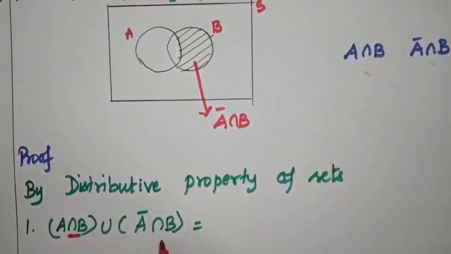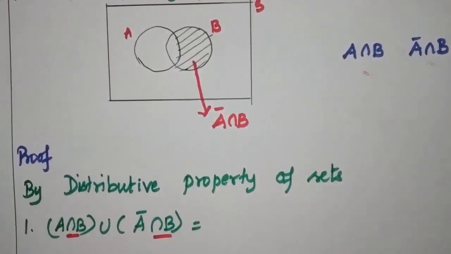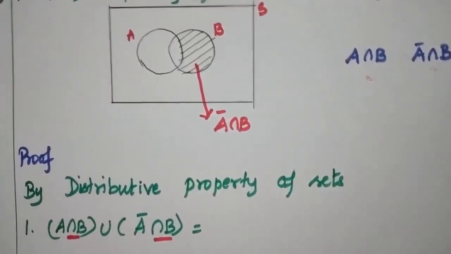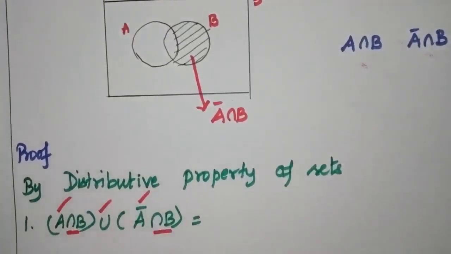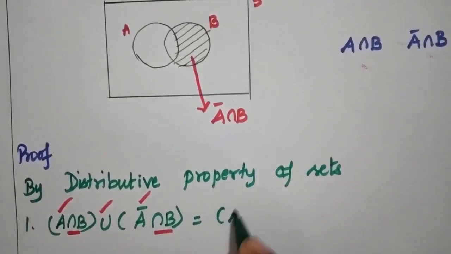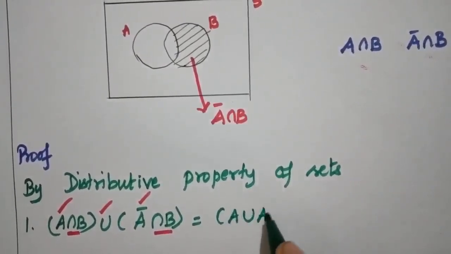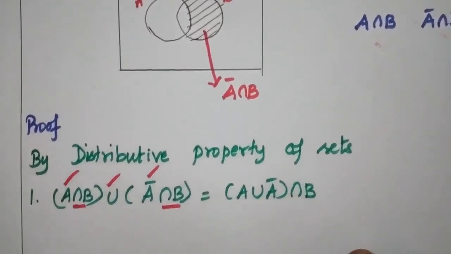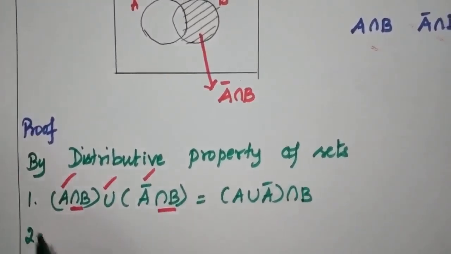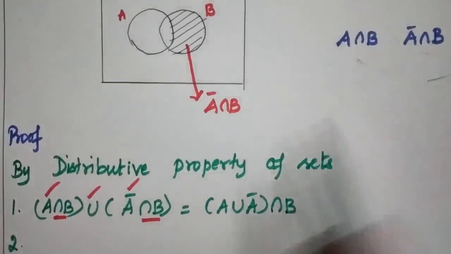here intersection B is common between these two. So the remaining thing is A union A dash. So inside the bracket we can write it as A union A dash, and this intersection B is common between these two. Now we are going to take the intersection of these two events.